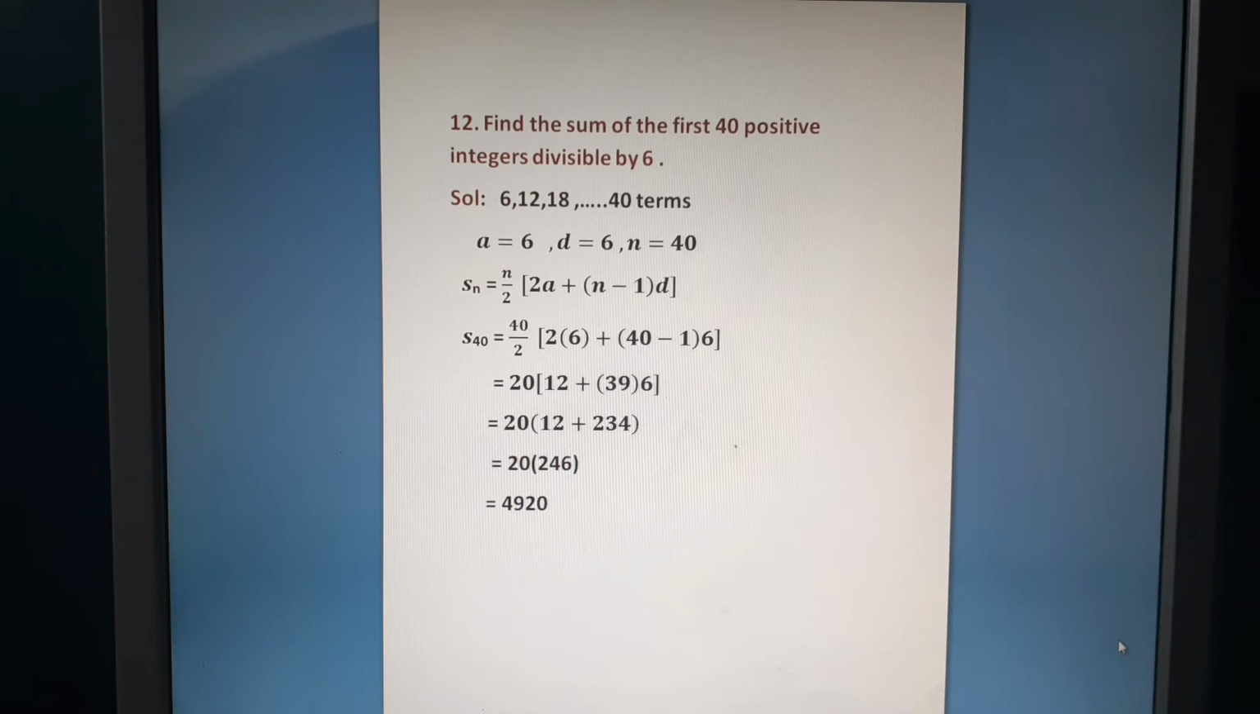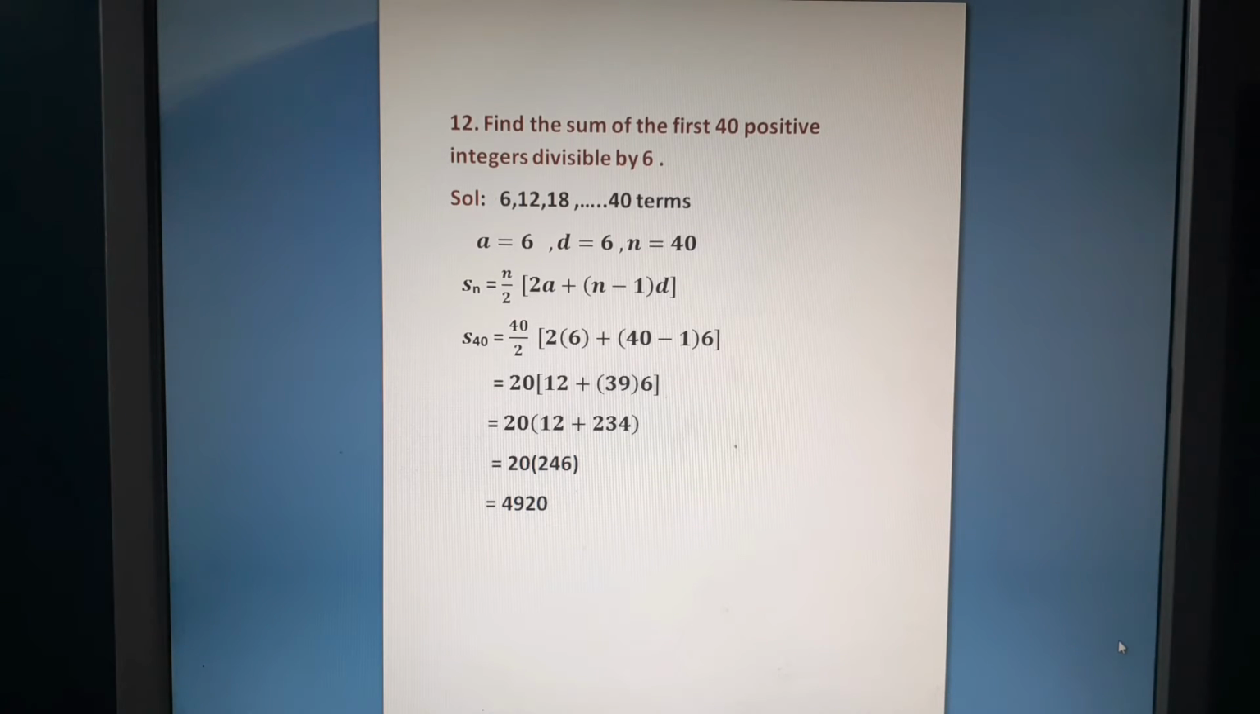Question number 12. Find the sum of the first 40 positive integers divisible by 6. The required positive integers which are divisible by 6 are 6, 12, 18, etc., 40 terms. Here first term a is equal to 6, common difference d is equal to 12 minus 6, that is equal to 6. n is equal to 40.